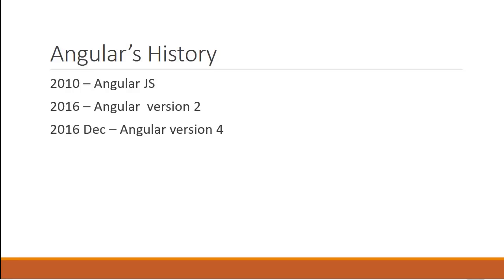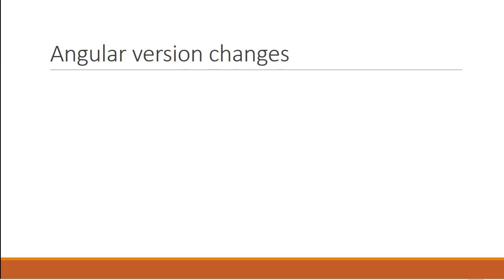Version 3 was skipped to avoid confusion due to the misalignment of the router package version, which was already distributed as version 3.3.0. But you don't have to worry much about that. And then there is Angular 5, which was released on November 1st, 2017. And as of this recording, the latest version is Angular 5, which is what we will be learning in this series.